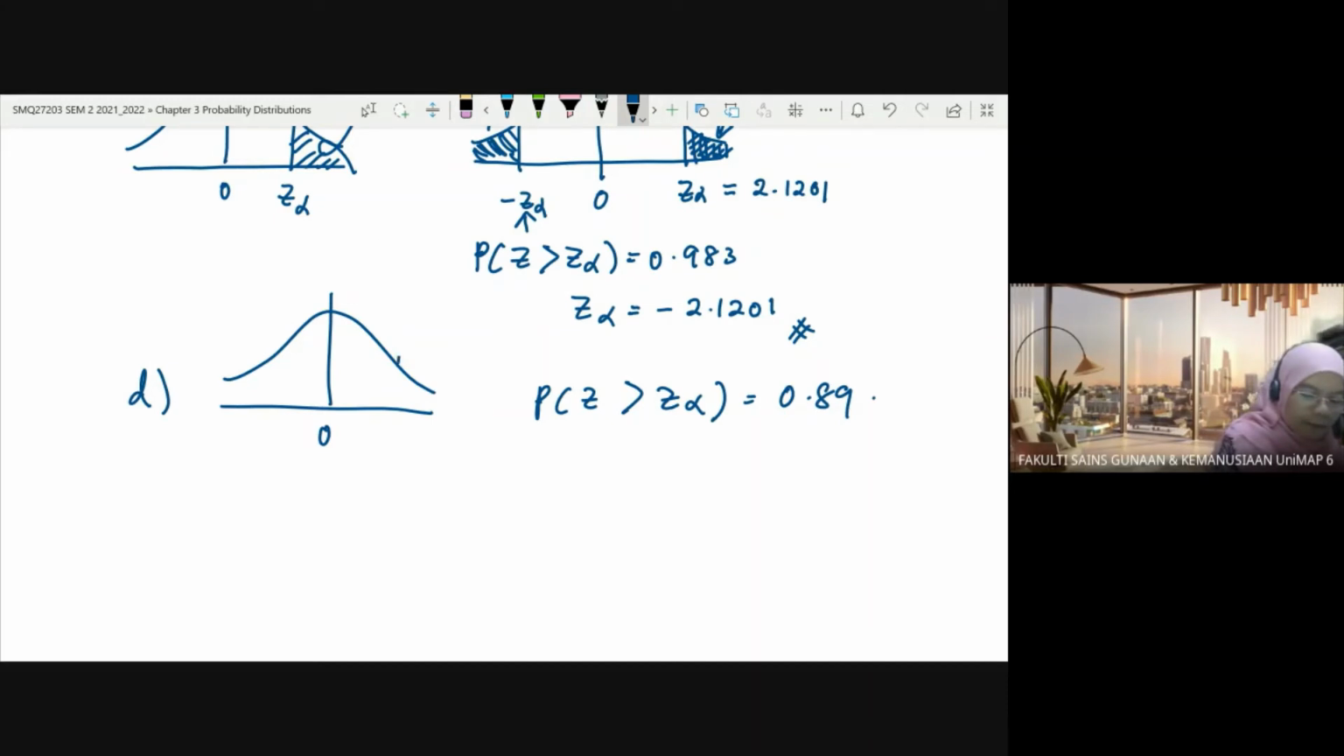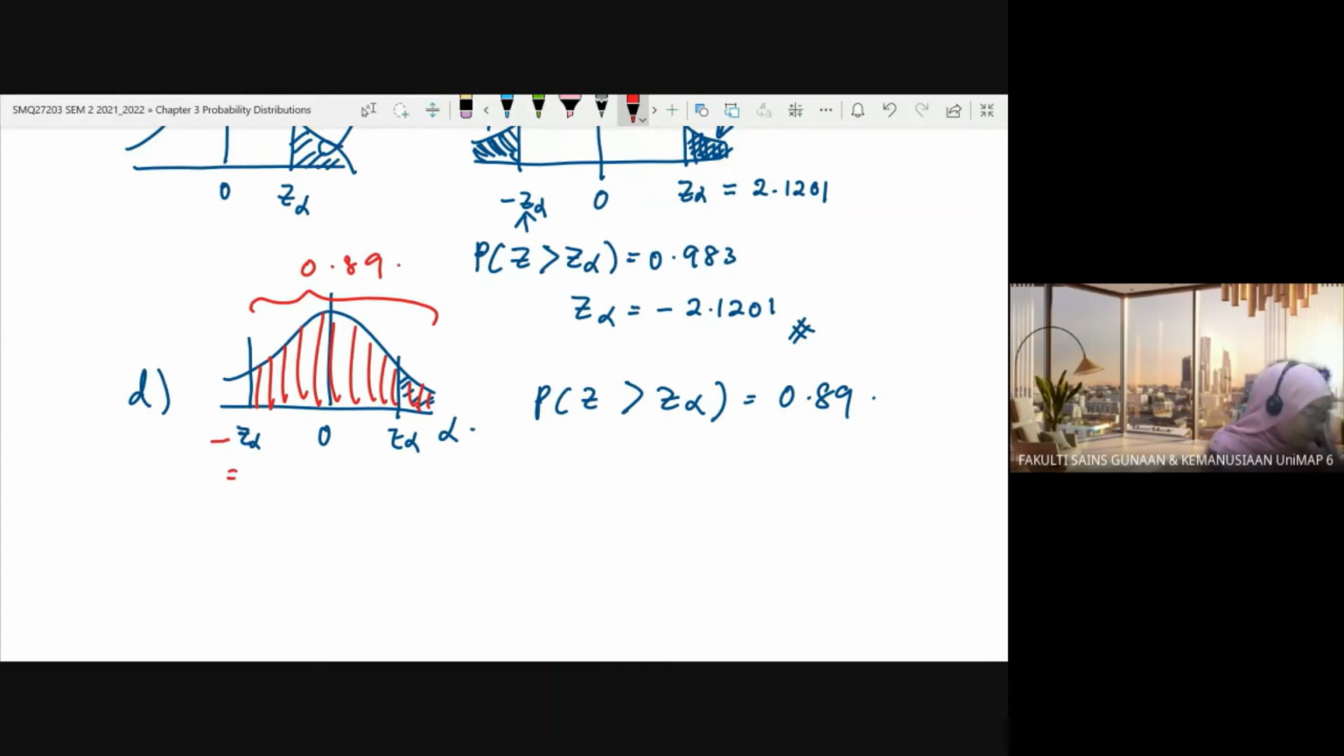If let's say Z alpha is over here, 0.89. Yang ni saya dah jawab apa tadi? Belum kan? Okay, so this is wrong. So look for another Z alpha where you are looking for the area greater than. So let me shade the area using red color. So this is 0.89. So look for Z negative. What is the value here? Very quick, can someone please tell me what is the Z alpha value?